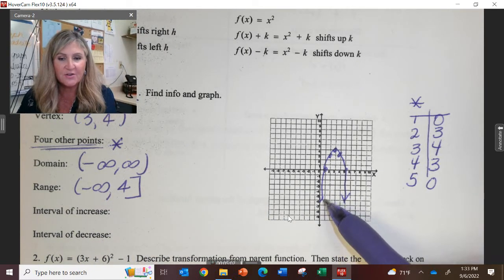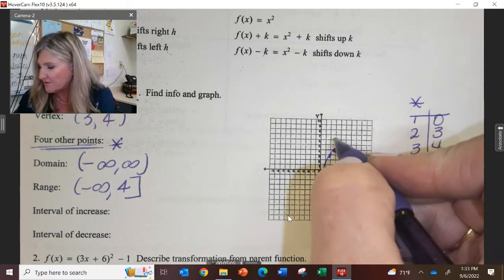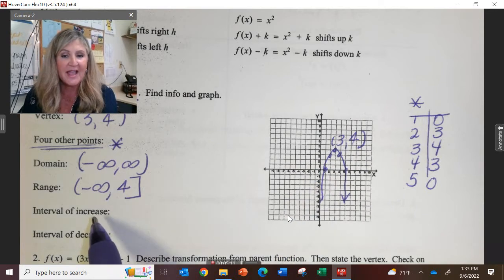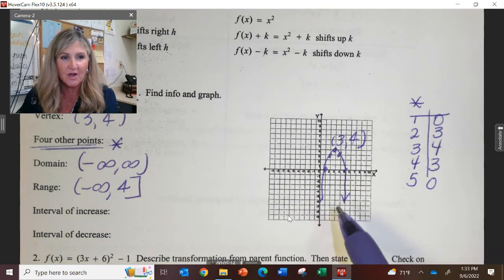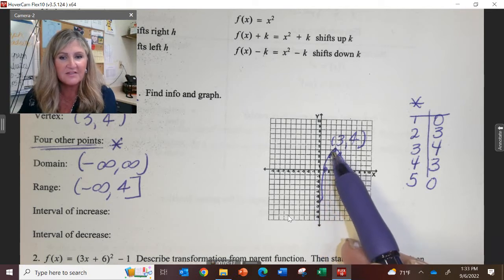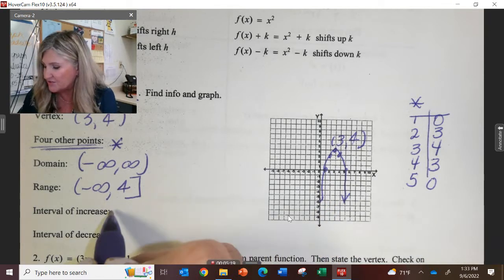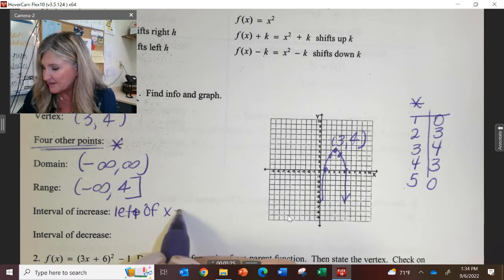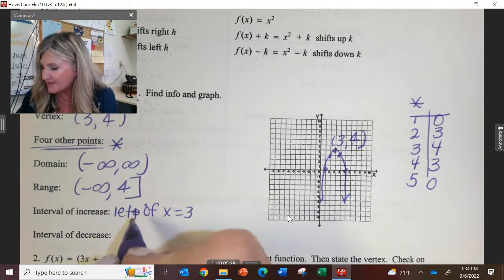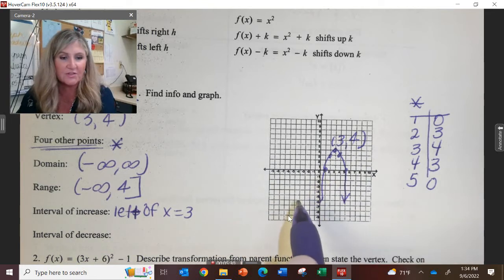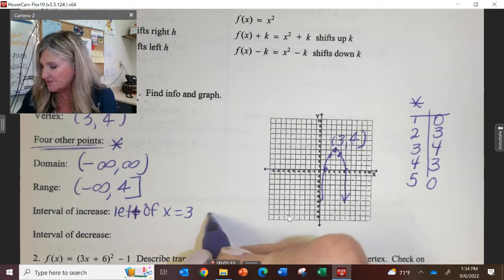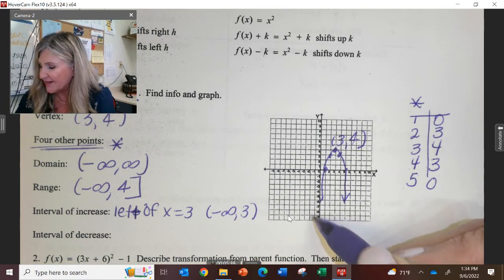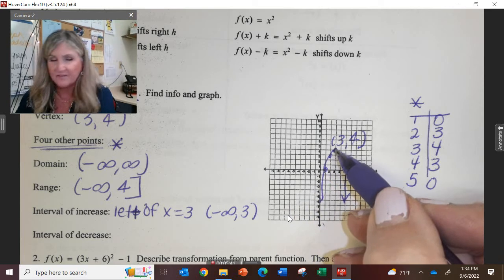This function is increasing until it gets to our vertex. Our vertex is right here at 3, 4. So we're talking about the x values that cause the function to go up. The x values that cause the function to go up are those x values to the left of x equals 3. All the x's to the left of x equals 3 are causing the function to go up. Here's how I write that. Negative infinity to 3. The x values of negative infinity to 3 are causing the function to increase.